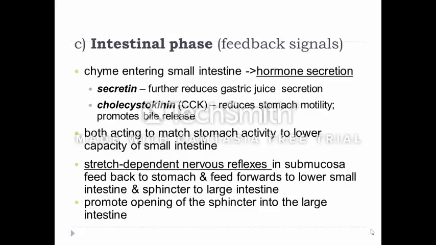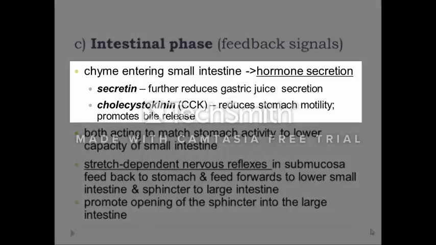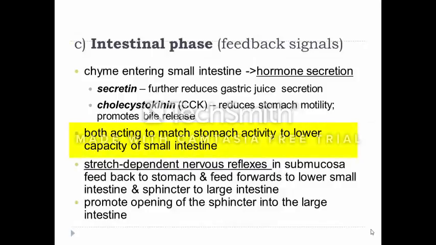The third and final phase, the intestinal phase, involves feedback signals. Chyme entering the small intestine causes the secretion of 2 hormones: secretin, which reduces gastric juice secretion, and cholecystokinin, CCK, which reduces stomach emptying and promotes bile release. Both of these act to match the gastric activity with the lower capability of the small intestine. CCK also activates pancreatic juice secretion and bile release into the duodenum.